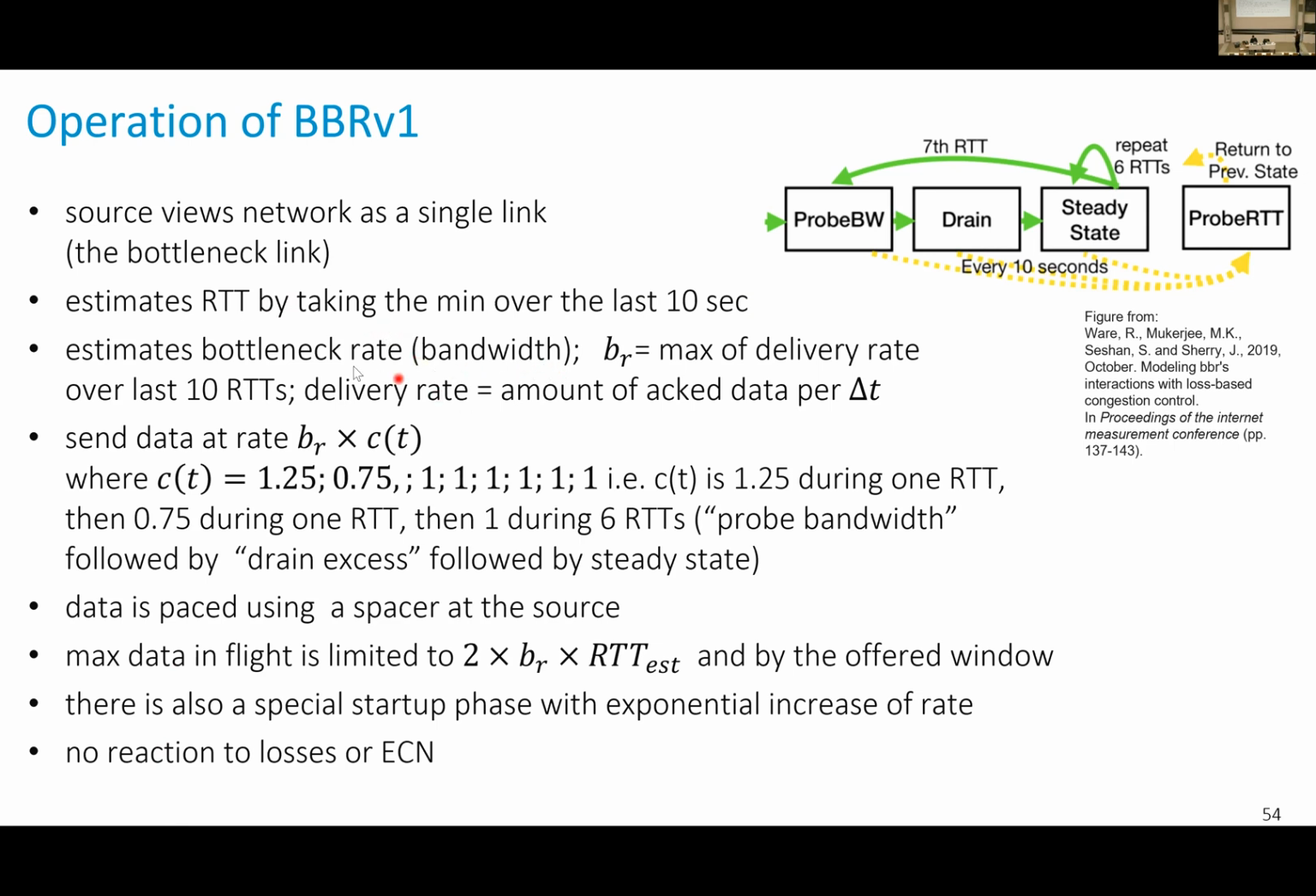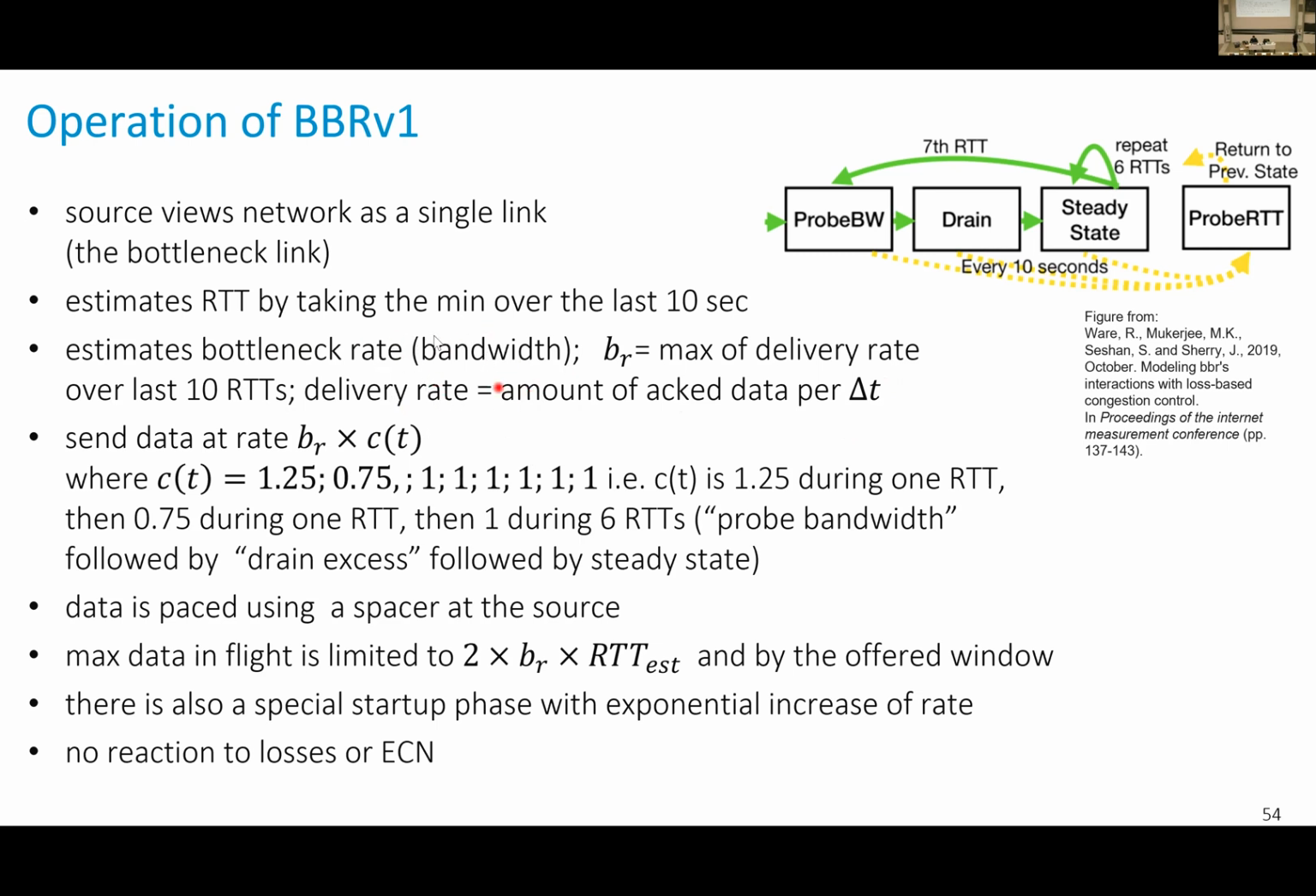We also estimate what is called the bottleneck rate. So in this version of BBR, they think that the network is a single link, which is more or less true. We've seen that when we analyze fairness, we have to be a bit smarter, but that's what is done in BBR. And then the idea is that the bottleneck rate given to this source is the amount of ACKed data per delta T. Well, delta T is on the order of a second here.